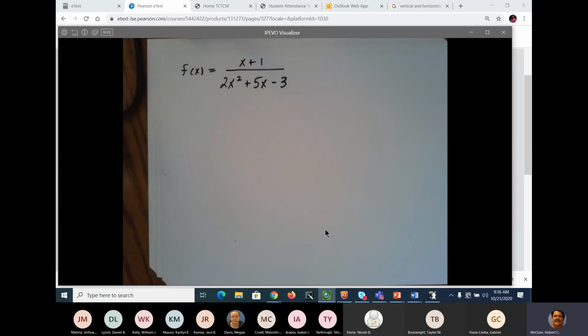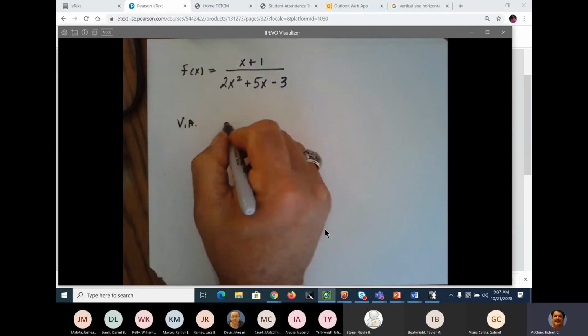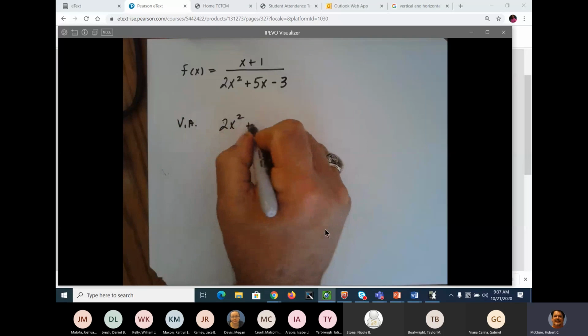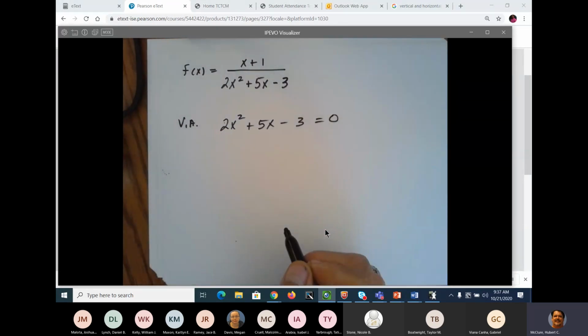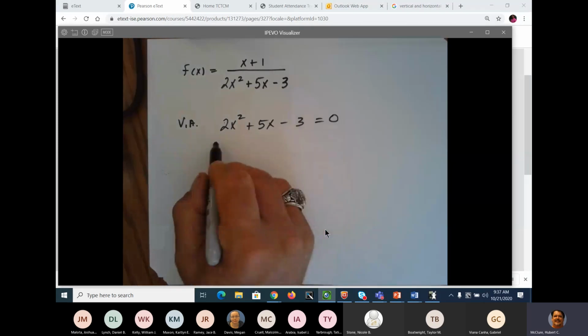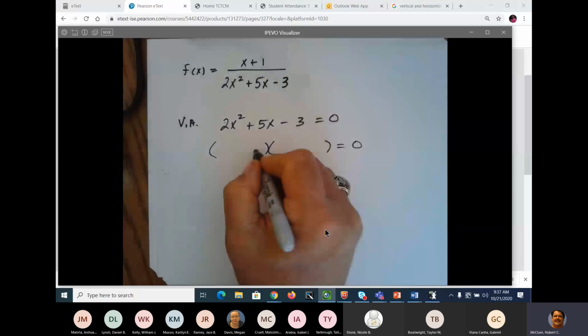So set the denominator equal to 0, find your vertical asymptotes. Vertical asymptotes, I'm going to set 2x squared plus 5x minus 3 equal to 0. Now you actually can do completing the square if you want to, or you can try to reverse FOIL. We'll try that first. 1 and 3 goes there.